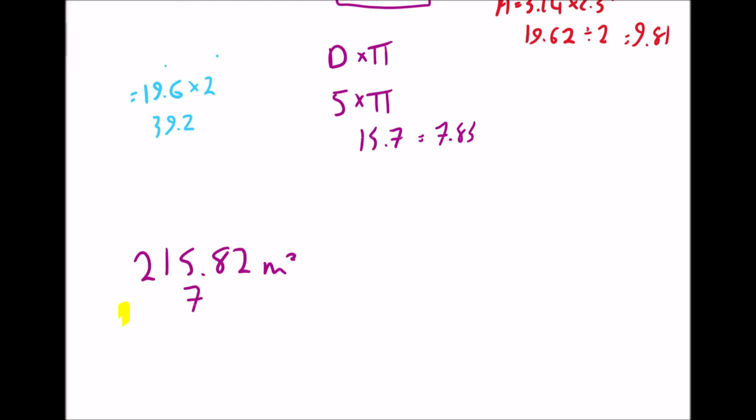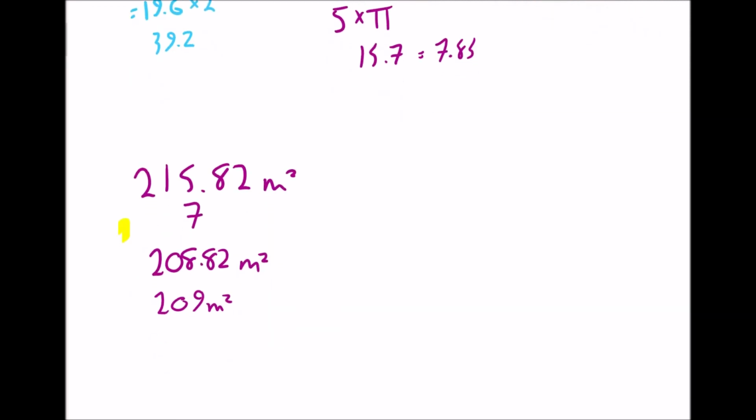So it's 215.82 minus 7 equals 208.82 meters squared. Okay, I think the back of the book says 209 meters squared, so they rounded it to the nearest meter. But it says in each answer round to the nearest whole number, so okay, 209 meters squared. So that's that done.